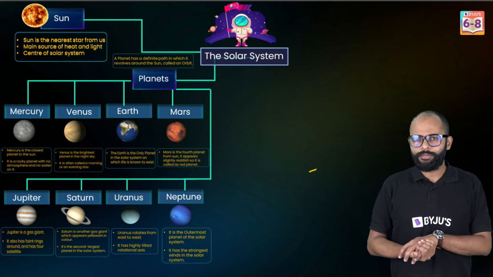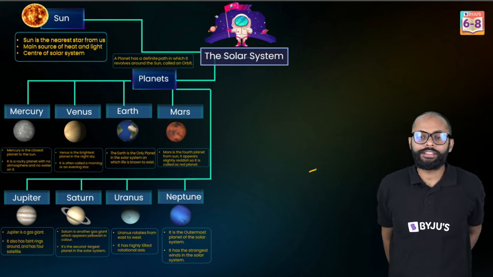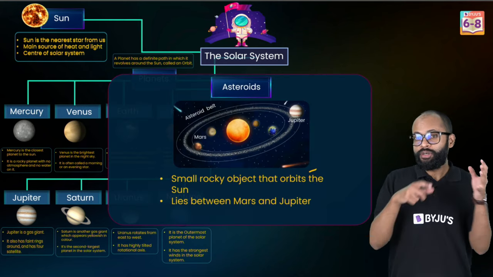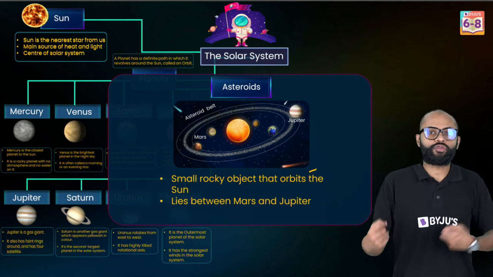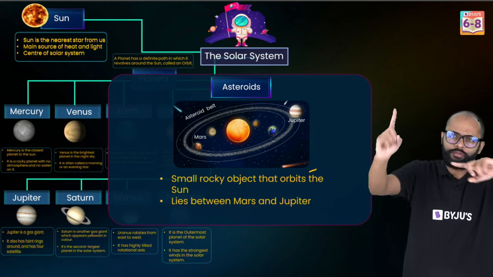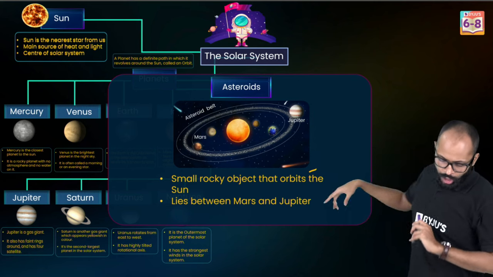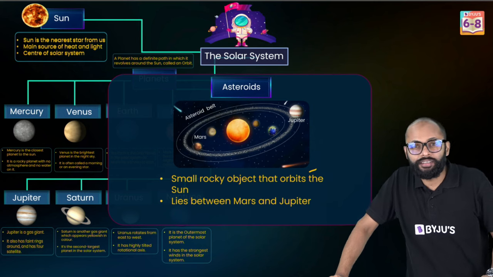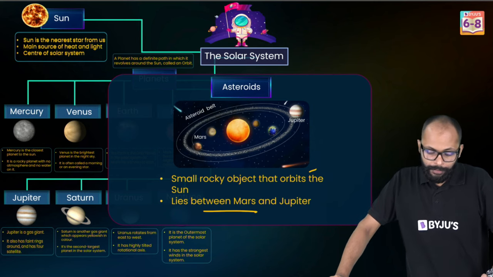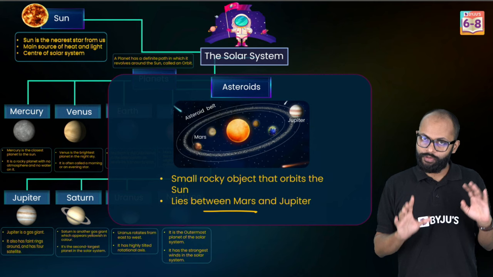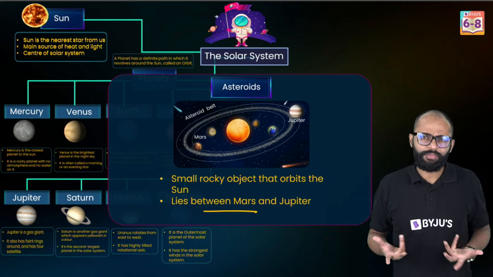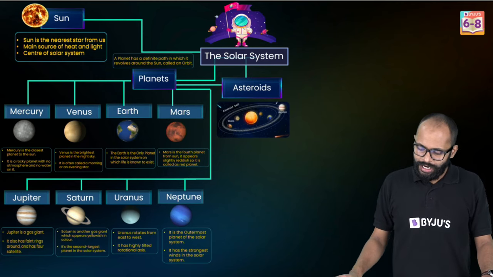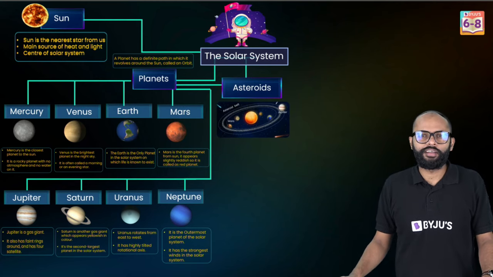Apart from the planets, we have something else also in our solar system. What is that thing? We call them asteroids. What are asteroids? Between Mars and Jupiter, we have a belt called the asteroid belt. Here there are many rocks revolving around the sun. An asteroid is a small rocky object that orbits the sun and lies between Mars and Jupiter. Okay. We are clear with asteroids now. We have heard about them and seen them in pictures, right? So, after asteroids, what do you see? Think. Do you want a hint?